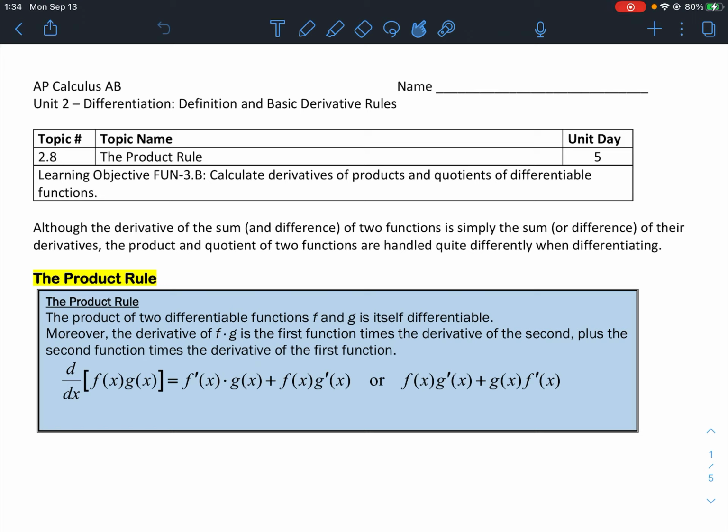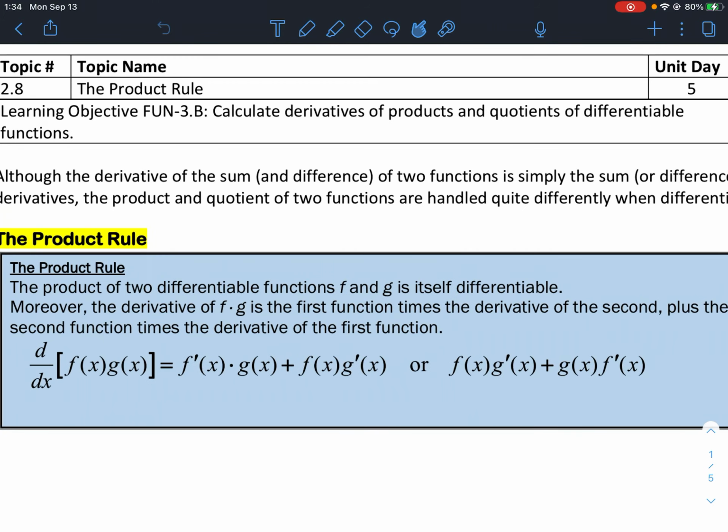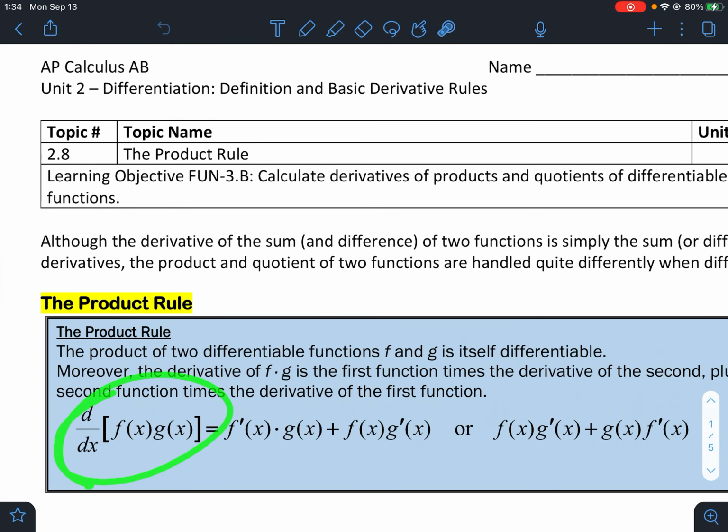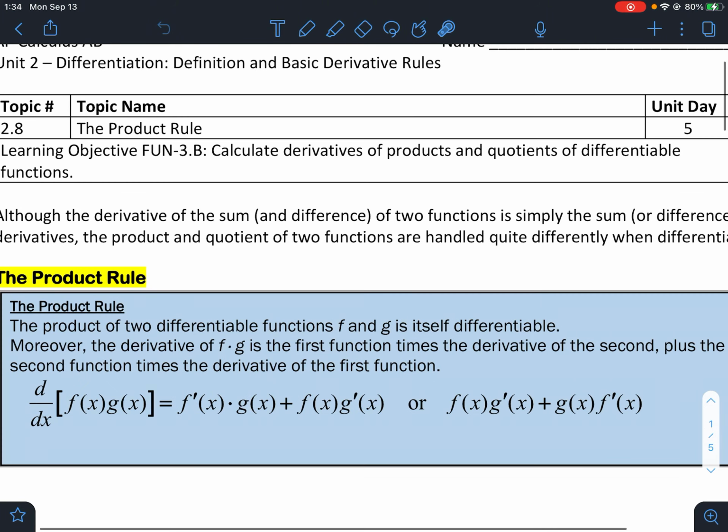Although the derivative of the sum and difference of two functions is simply the sum or difference of their derivatives, the product and quotient of two functions are handled quite differently when differentiating. So let's take a look at the product rule. Here we have a function f times g. In order to take the derivative of f times g, there's two ways to do it, but basically the same thing. You can see all I'm doing is switching these two when you go over here. I usually use this method.